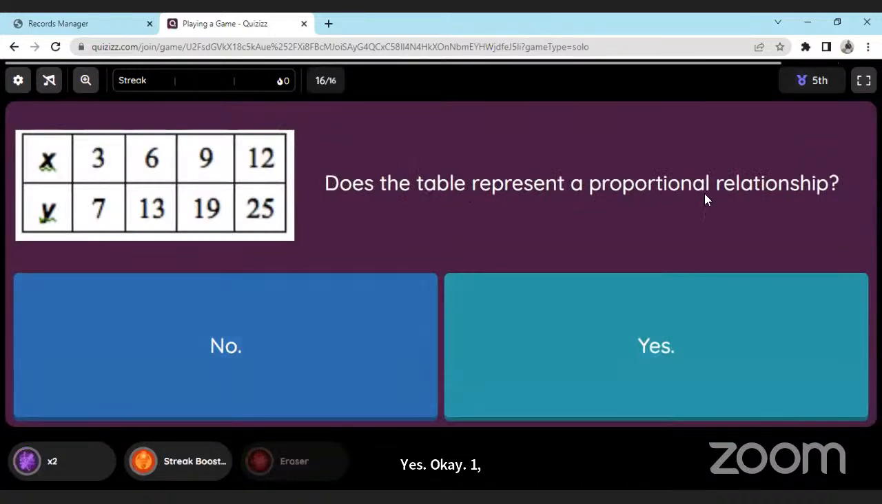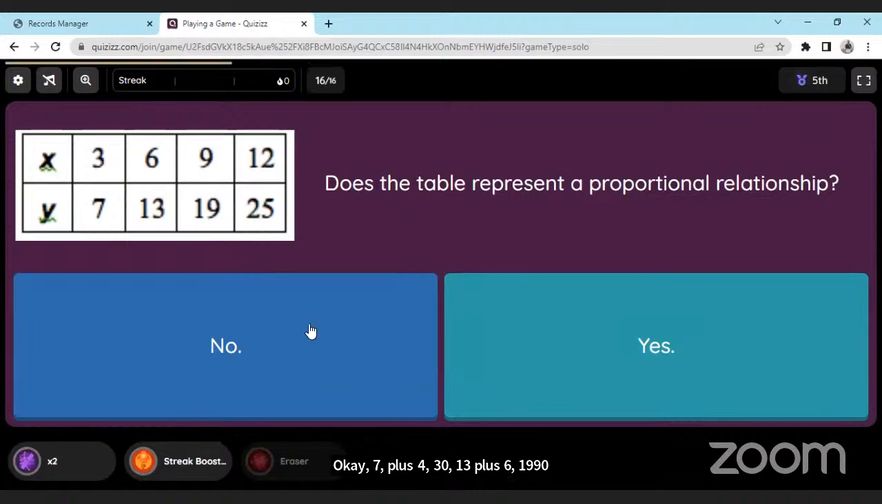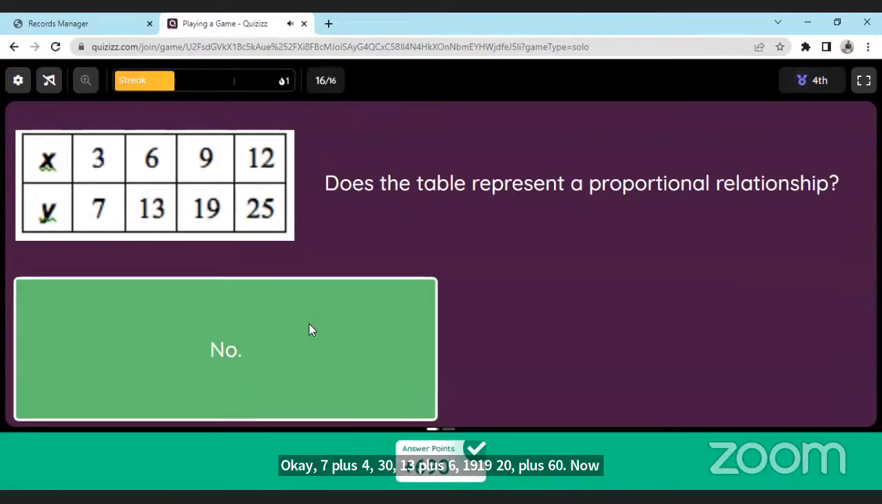Does the table represent a proportional relation? 3, 6, 9, 12. 7 plus 4, 13. 13 plus 4 should have been 17. Okay, 7 plus 4, 13. 13 plus 6, 19. 19, 20 plus 6, no. No proportion.